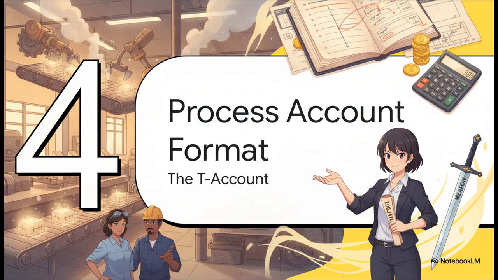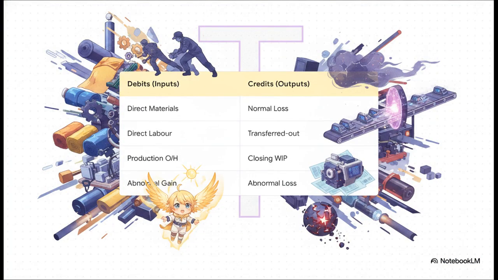Which brings us to Section 4, the process account format, also known as your best friend, the T account. Let's step off the factory floor and open up our accounting books. This format is basically your most important weapon for the MAF201 exam, so study it carefully. It's set up as a standard T account, and it is beautifully logical. All your inputs and costs, like direct materials, direct labor, production overhead, and any abnormal gain, those all go on the debit side.